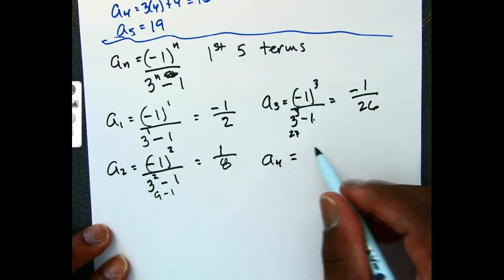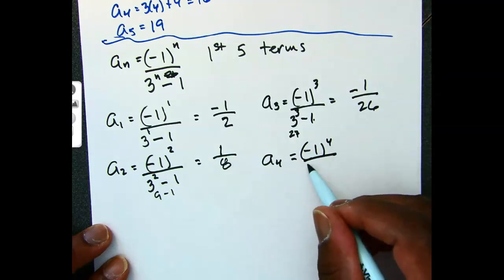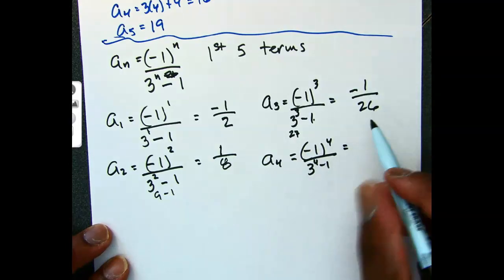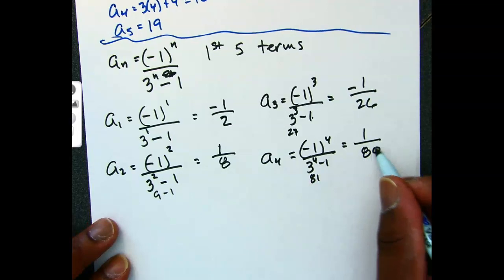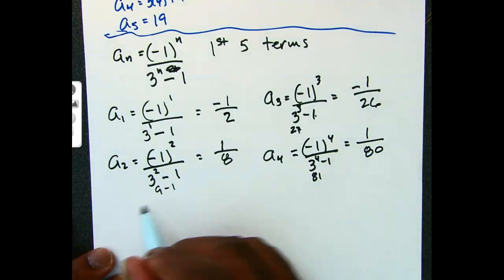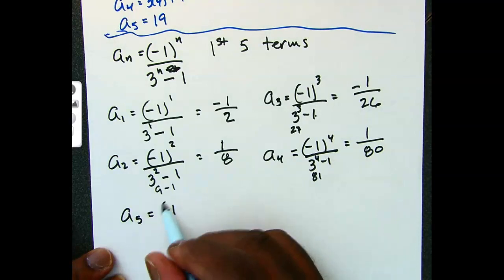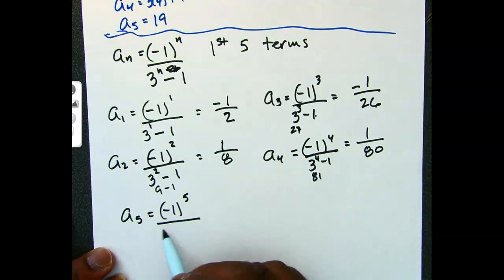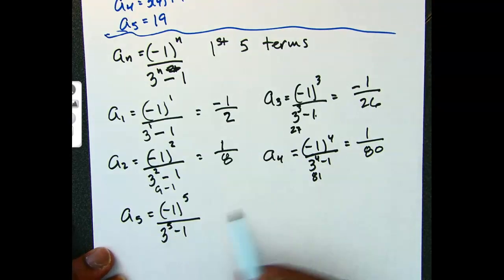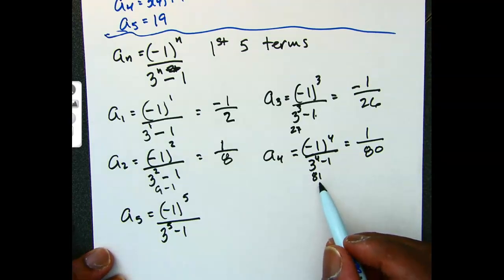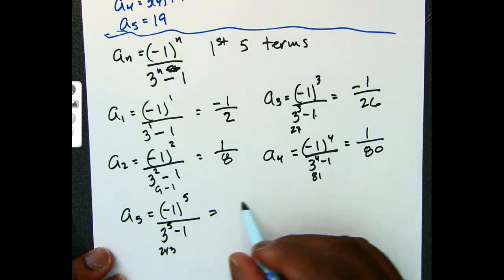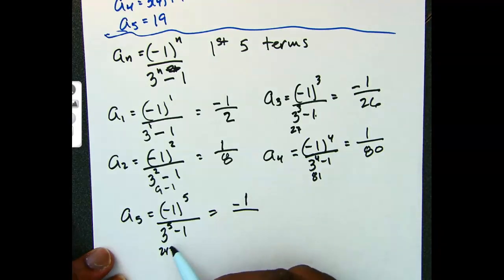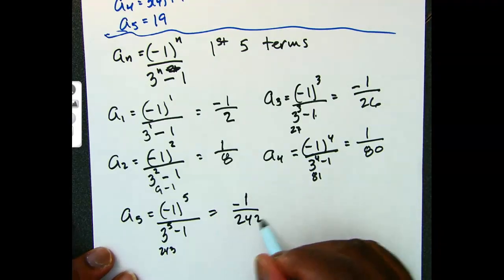A sub 4, negative 1 to the 4th over 3 to the 4th minus 1. So that would be positive 1 over 3 to the 4th, which is 81. 81 minus 1 is 80. And our last one, a sub 5, negative 1 to the 5th over 3 to the 5th minus 1. 3 to the 5th would be 3 to the 4th times 3. 81 times 3, 243. Because our exponent here is odd, it'll be negative 1 over 243 minus 1, which is 242.